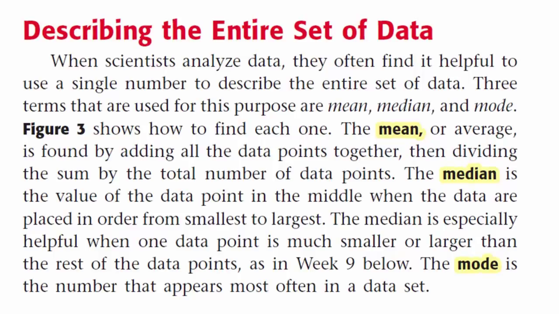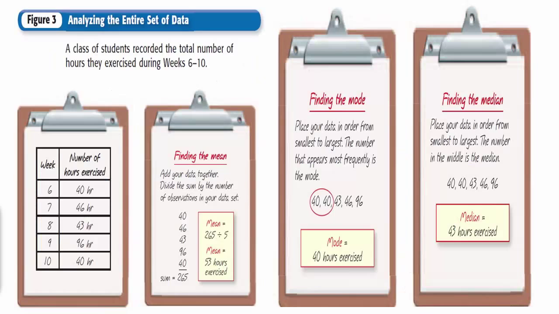The mean, or average, is found by adding all the data points together, then dividing the sum by the total number of data points. The median is the value of the data point in the middle when the data are placed in order from smallest to largest. The median is especially helpful when one data point is much smaller or larger than the rest of the data points, as in week 9 below. The mode is the number that appears most often in a data set.